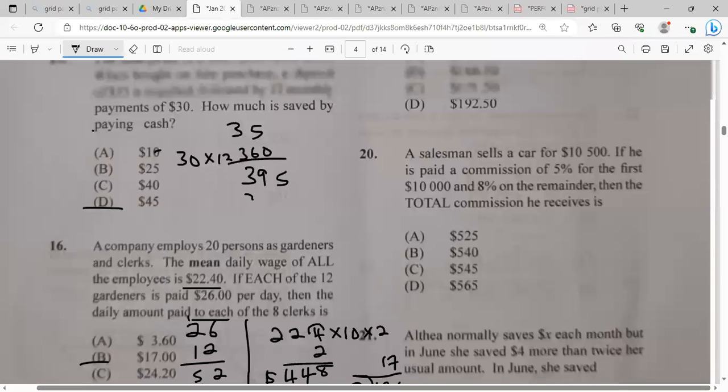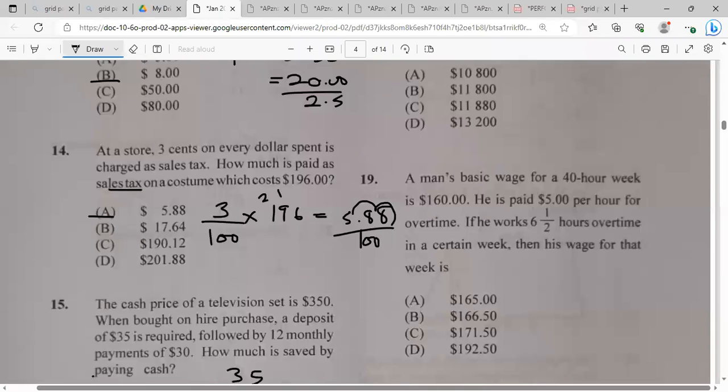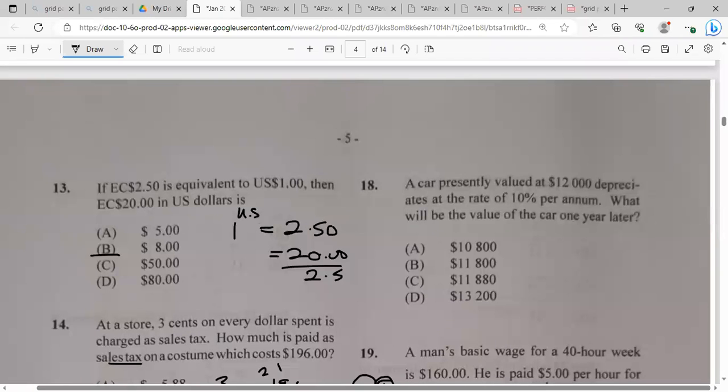All right, let's look at number 18. A car presently valued at 12,000 depreciates at a rate of 10% per annum. What will be the value of the car after 1 year? Only one of them depreciates, which is this. All of them appreciate, the value goes up. No, you're wrong. Wait, I'm going to work it out, guys. 10% is the same thing as dividing by 10.